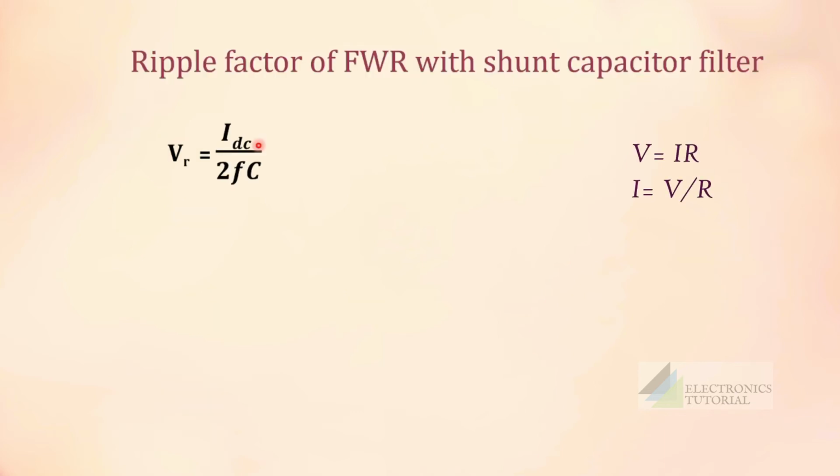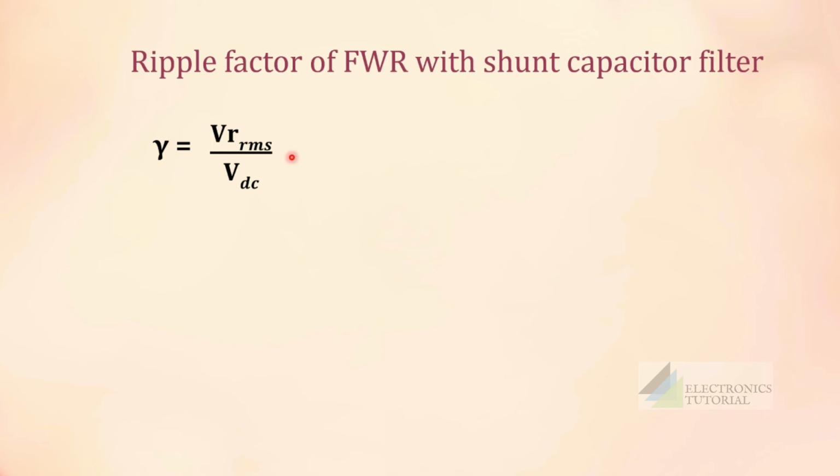According to Ohm's law, we can say that I is equal to V by R. So this term IDC can be represented as IDC is equal to VDC by RL. And we'll substitute this here. Vr is equal to VDC by 2FCRL. We have now obtained a relation for Vr. That is, we can use this value for finding ripple factor.